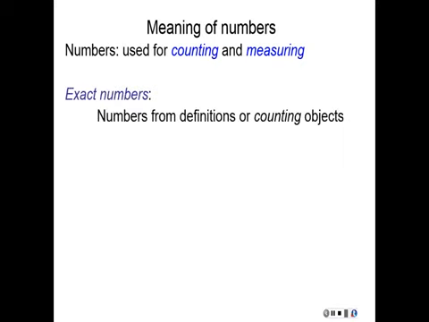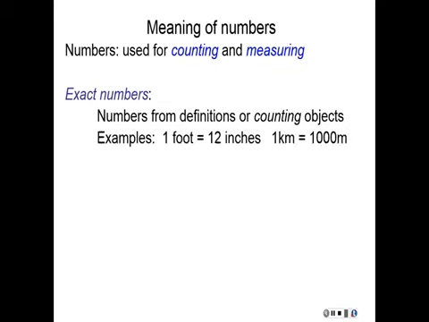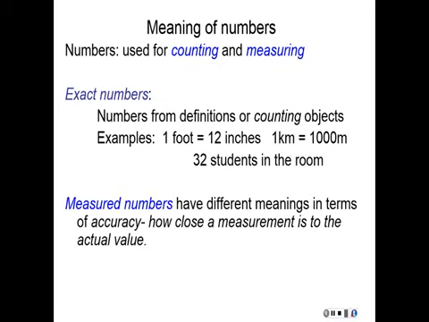An exact number is a number that's derived from definitions or from counting objects. And here are three examples. 1 foot to 12 inches and 1 kilometer to 1,000 meters are examples of definitions. 32 students in the room we get from counting objects. So whenever we count objects or use definitions, there's no such thing as accuracy with these numbers. But with measured numbers, there is.